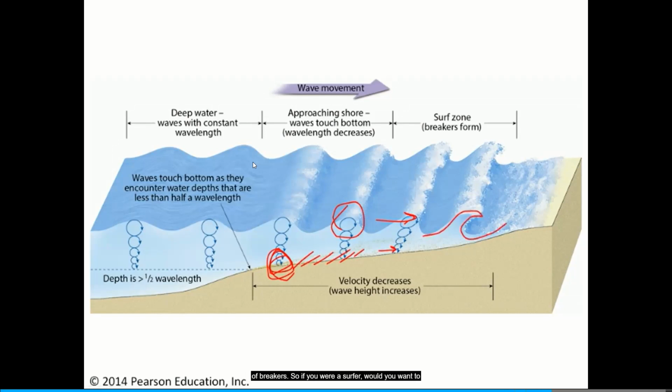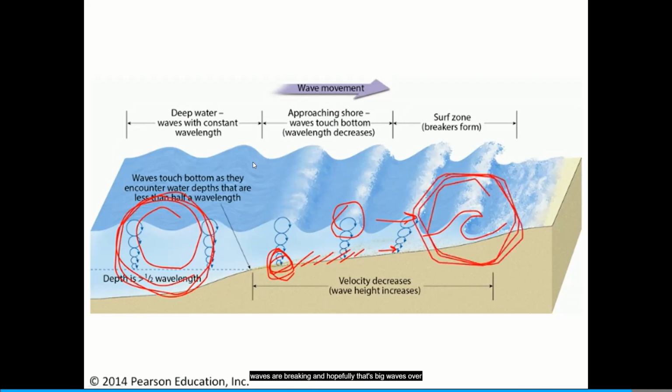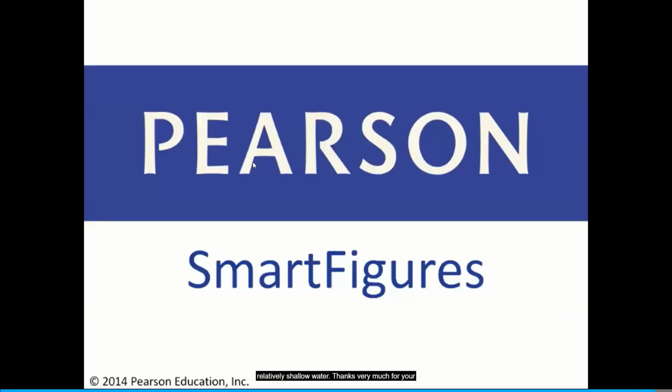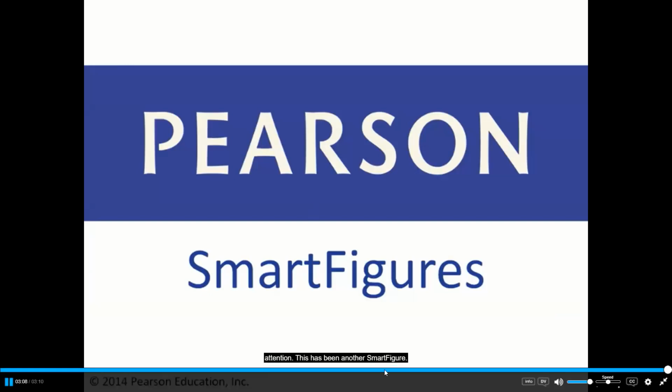So if you were a surfer, would you want to be in the really deep water, or in water which had a depth less than half of the wavelength? Well, if you hang out in deep water, you're not going to be catching very many waves, because the waves are not going to be very tall and they're not going to be curling over into breakers. So you want to be somewhere close to where those waves are breaking, and hopefully that's big waves over relatively shallow water.